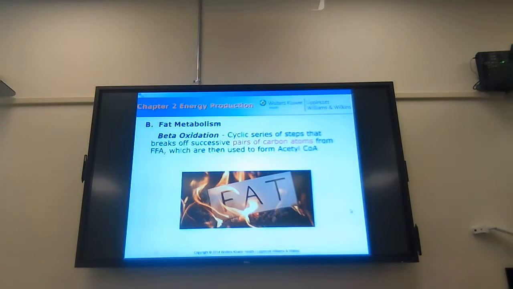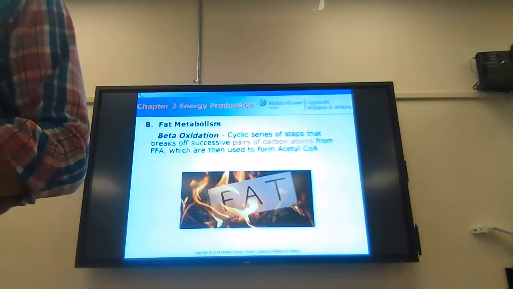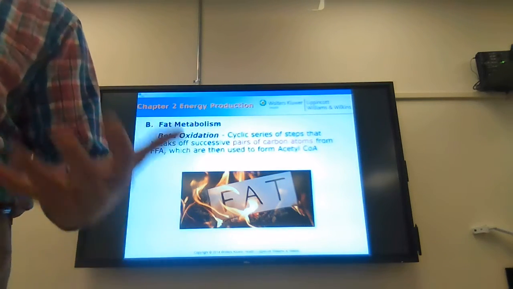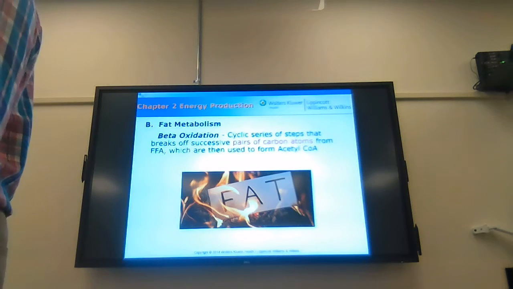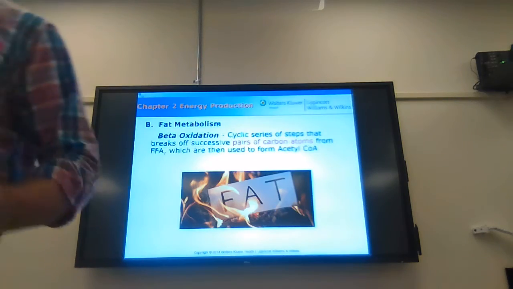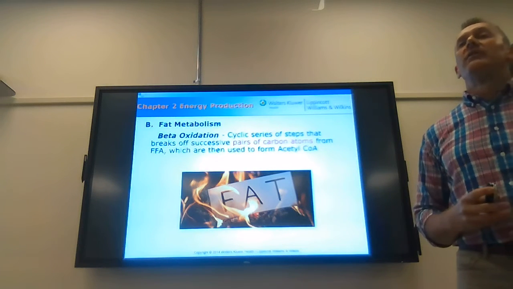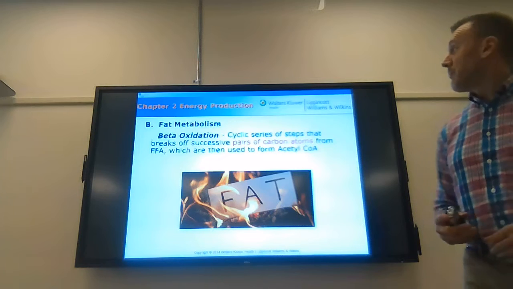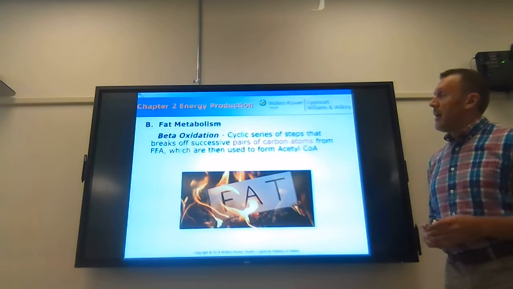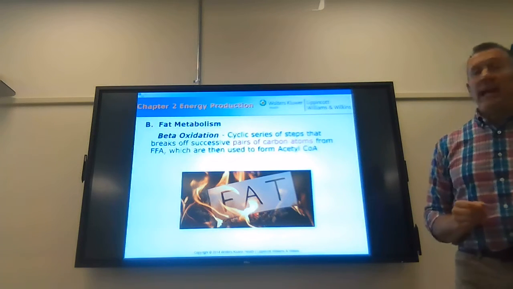So fat metabolism is referred to as beta oxidation. What I really like about this textbook is it has practical stuff, but if you're one of those people that really likes to dig in and find out why it's called beta, then you can go ahead and get into that. Just know that beta oxidation means breakdown of fatty acids. It's a cyclic series of steps that breaks off successive pairs of carbon atoms.